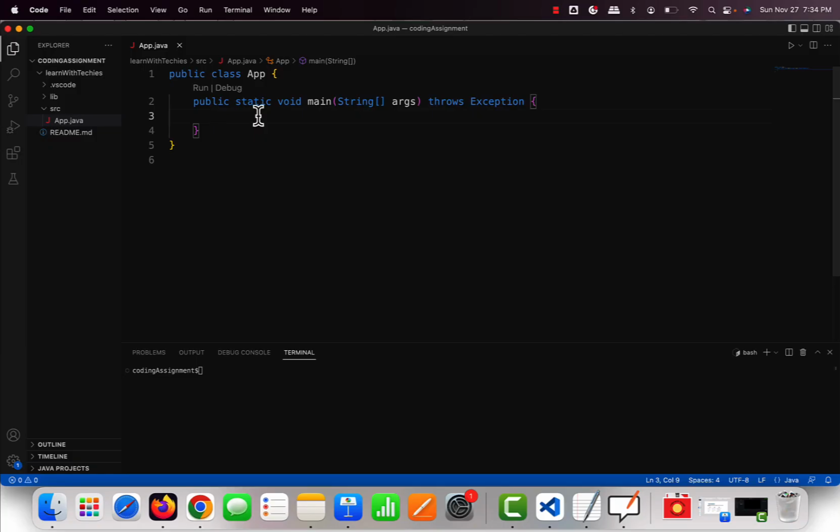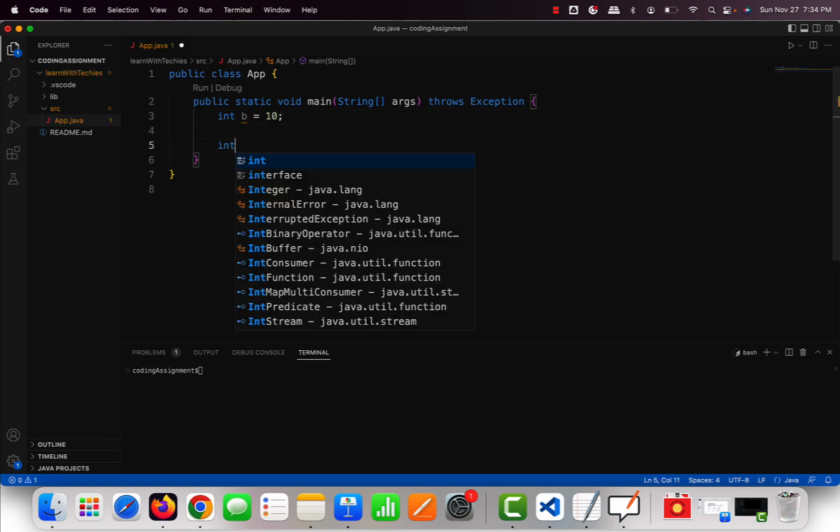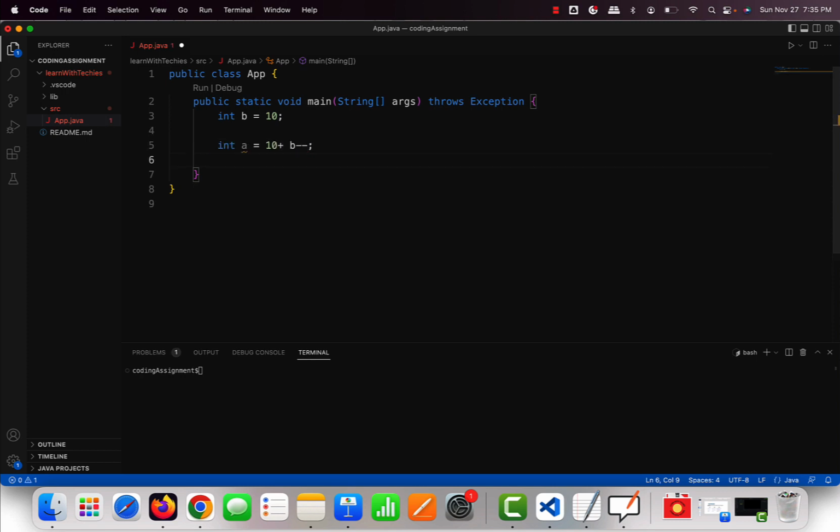So we are in Visual Studio Code. Let's write a new variable, int b equals to 10 and int a equals to b plus b minus minus. So here, as we have already discussed, since this b has a postfix operator, it means 10 minus 1, that will be 9. But since this is a postfix operator, first this will be executed, that means 10 plus 10, and that value will be added to a, and then the b value will be changed. Then it will be b minus minus, then b value will change to 9. So let's output it.